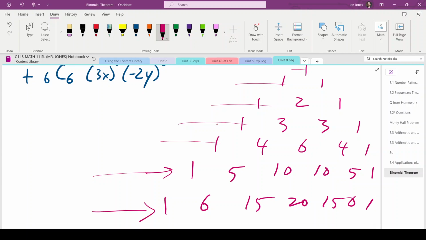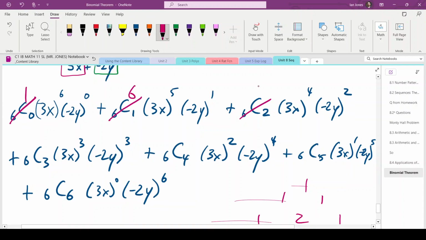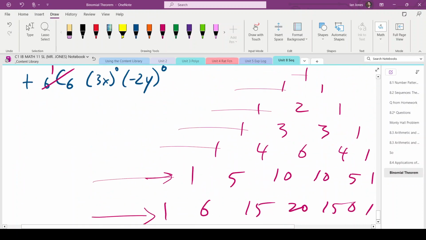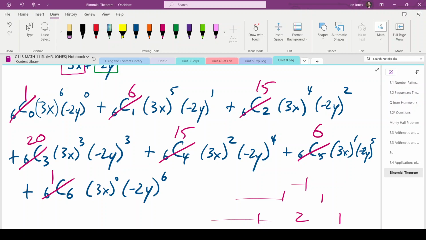So we have 1, 6, 15. This is 1, this is 6, this is 15. Then we have 20, then we have 15, then we have 6, and then we have 1. Okay? So that's just applying Pascal's triangle for my coefficients. No need to actually compute them. Anything to the 0 is 1. So that's gone, and that's gone.